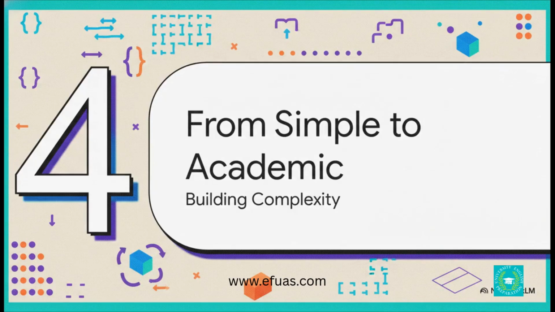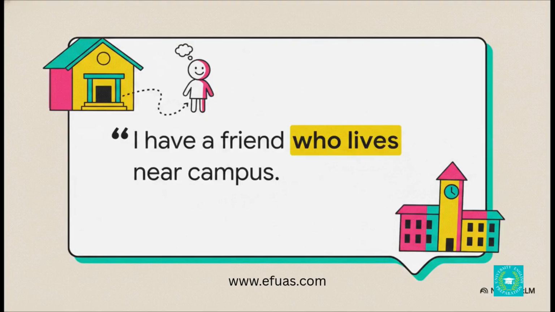All right, now let's see how this all builds in practice. Because using relative clauses the right way is what really elevates your writing from everyday language to a much more formal academic style. So here's a perfect example from daily conversation. I have a friend who lives near campus. It's clear, it's correct, and it does its job. It identifies which friend you're talking about.